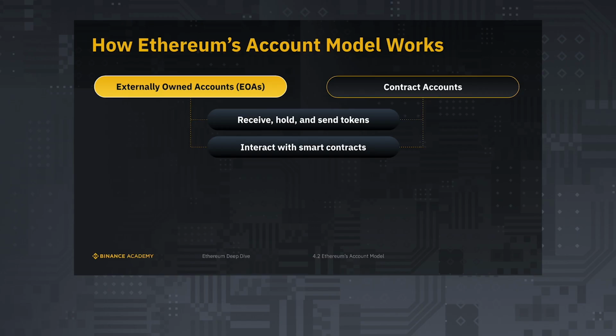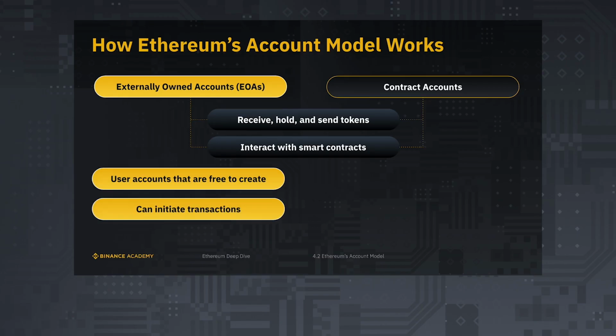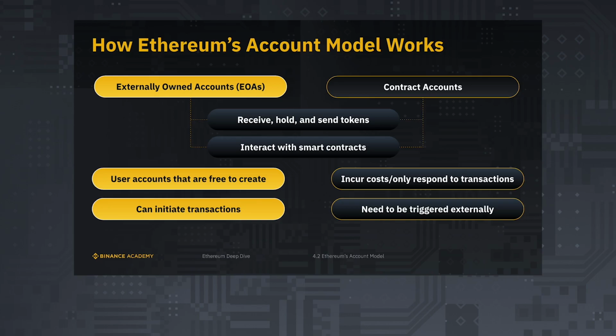EOAs are essentially user accounts that are free to create and can initiate transactions. But creating contract accounts incurs costs, and they can only send transactions in response to receiving a transaction. In other words, interactions with a contract account need to be triggered externally by an EOA or a contract that sends a transaction to the contract's address.